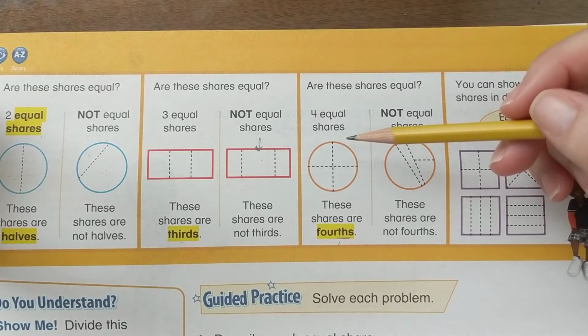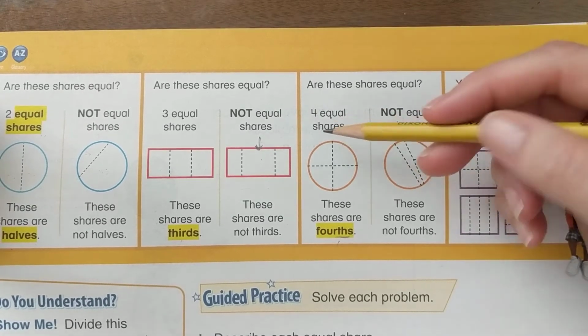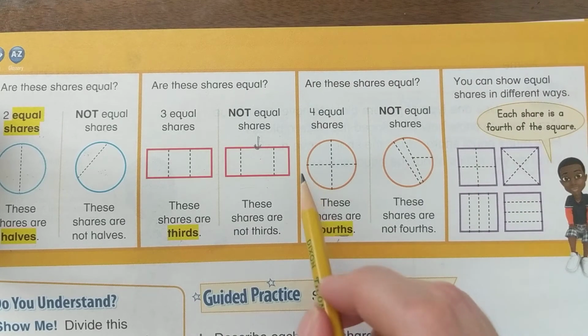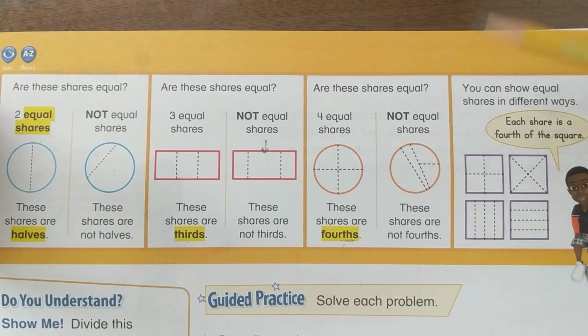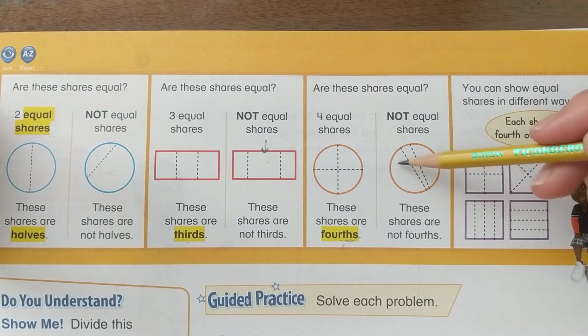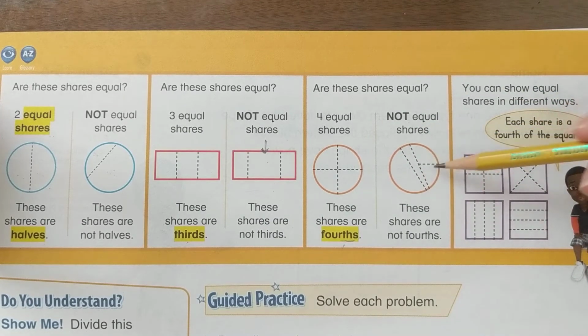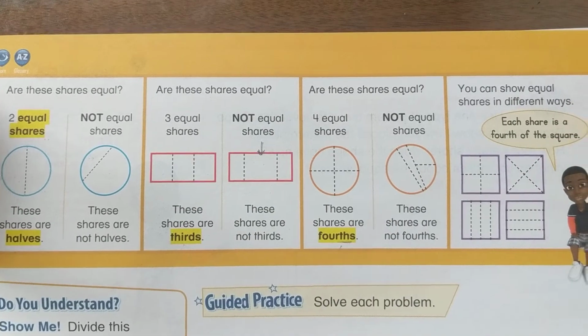So for circles, you have to go up and down right in the middle, side to side right in the middle to make the equal shares. If you notice this one here, of course, these are not equal. You could tell this piece is much larger than the other 3 pieces.